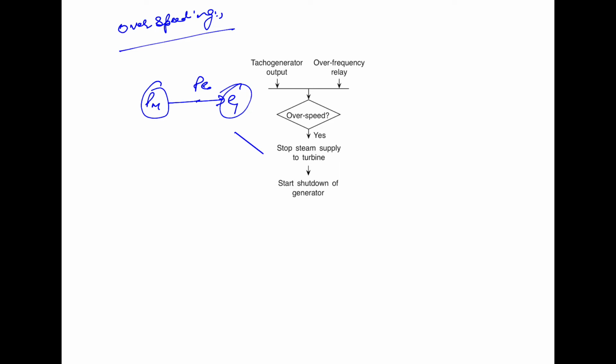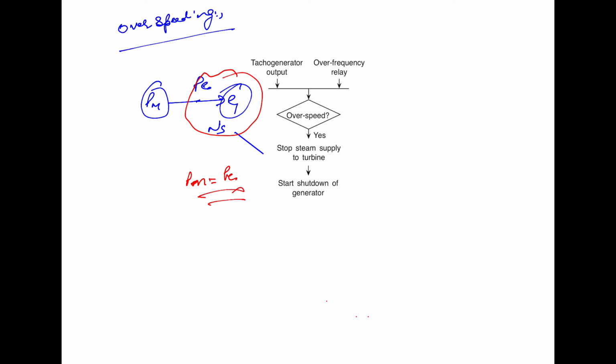Now let us suppose we have neglected the losses and the machine runs at a constant synchronous speed, that is NS. Now consider that due to some fault the generator is tripped and disconnected from the grid. Previously, PM equaled PE.